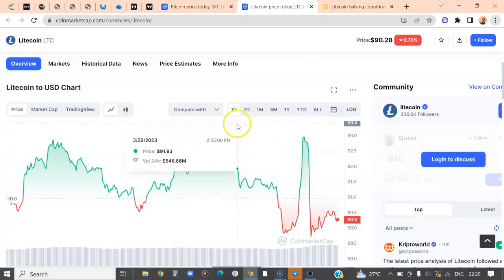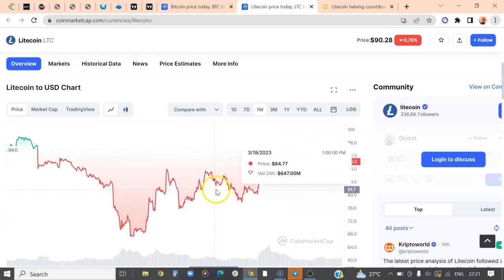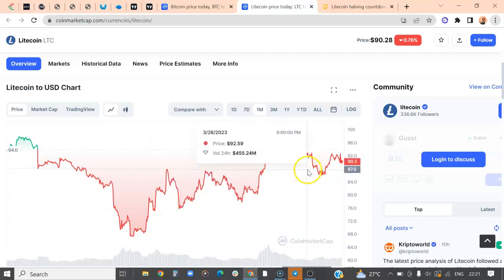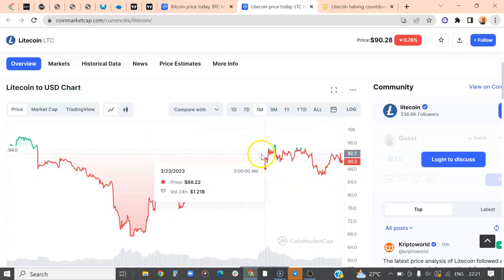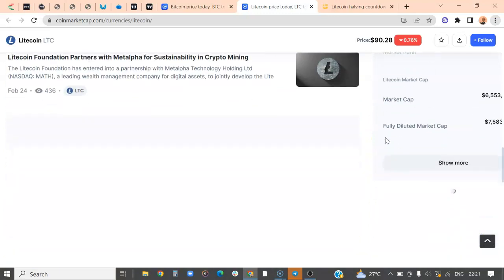Let me use monthly so you can have an idea of how the volume is increasing gradually. You can see a month ago, the volume was around 1.21 billion. Then the volume dropped, and now the volume is getting back up again. So this might actually be a good indication for traders.